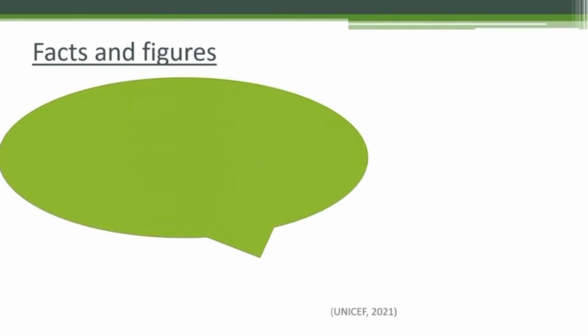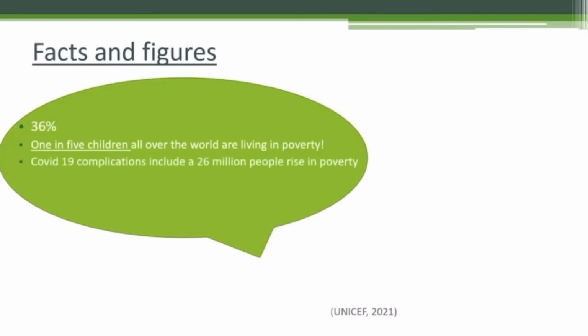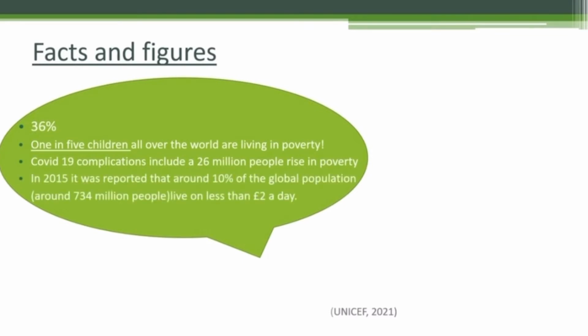The most recent poverty data from the World Bank specifies that 36% of the Kenyan population are living beneath the poverty line. The damaging effects of deprivation and poverty in early years has severe complications that can last a lifetime. In sub-Saharan Africa, there is an expected additional 26 million people living below the poverty line due to the pandemic. In 2015, there was a report that 10% of the global population, which is equivalent to around 734 million people, live on less than £2 a day.